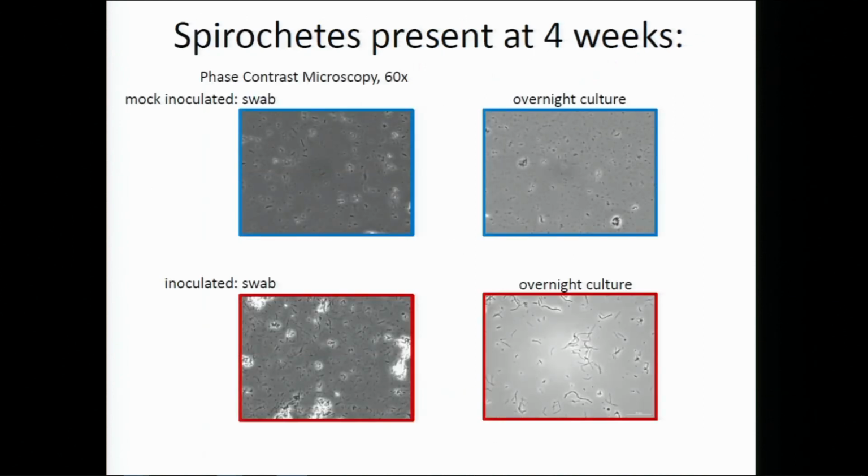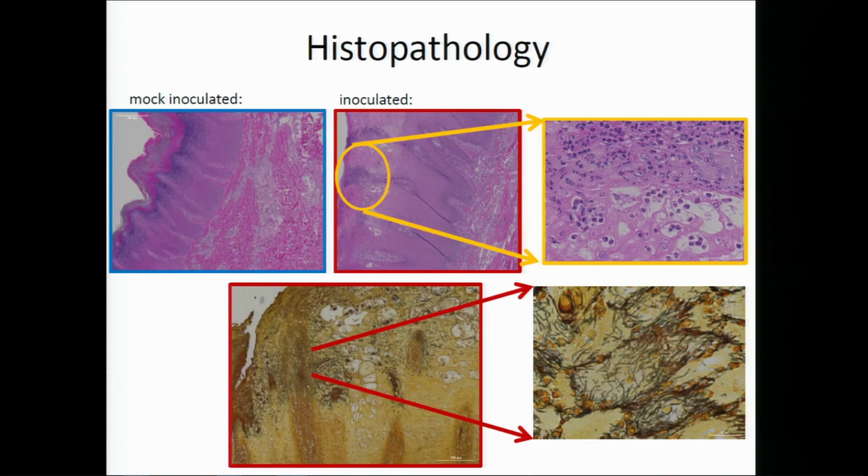When I say they were positive for the presence of spirochetes, we take swabs, we look at the swabs directly by dark field microscopy or phase contrast microscopy, and as expected you can see that there are multiple different bacterial species present, whether that's from the mock inoculated or the inoculated. We'll take these swabs, enrich overnight in appropriate broths, and you can see very clearly that we do see multiple spirochetes appear from those lesion swabs.